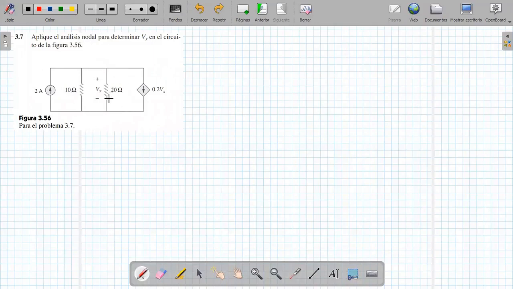Well, the first thing we need to look at is that it has a dependent current source. It has a value of 0.2 times the voltage Vx. Then, all this is a common node. It means that everything that enters at that point is equal to everything that leaves. Now, I'm going to mark this point Vx.